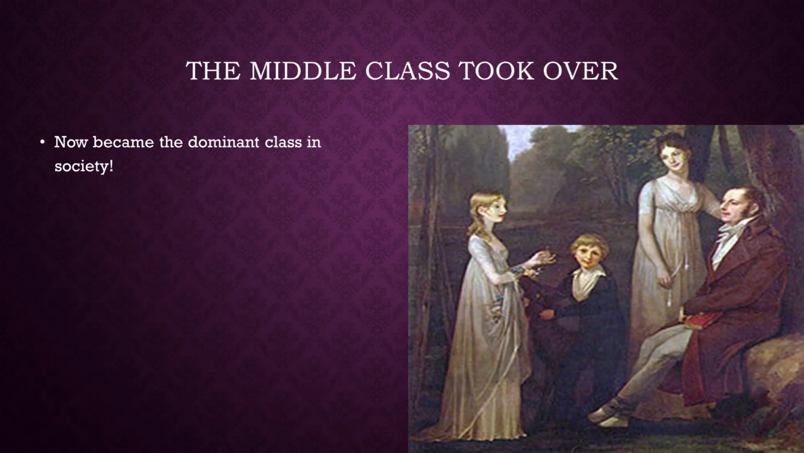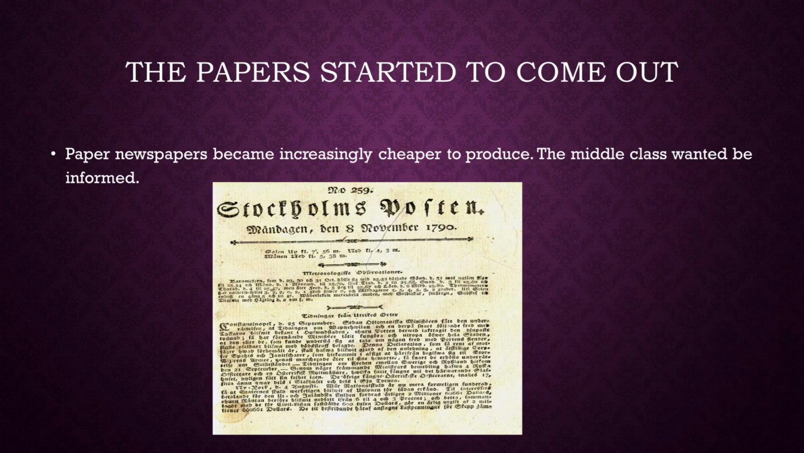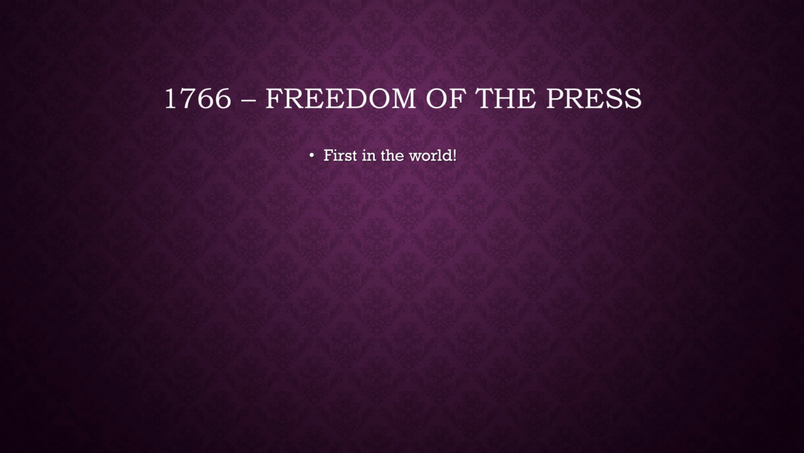We can also see that the middle class basically took over this new Swedish society. They now became the dominant class. And we can see the first Swedish newspapers. Sweden was first in the world to have freedom of the press in 1766.